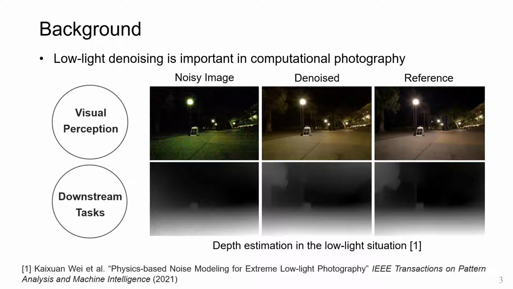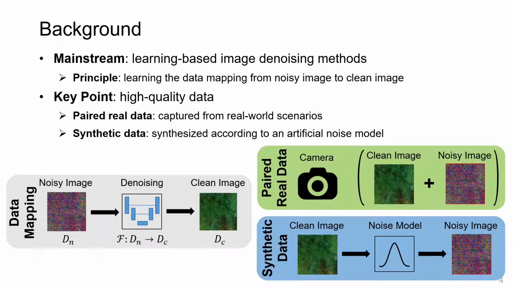On the one hand, residual noise is unsightly, which will affect visual perception. On the other hand, residual noise is indistinguishable, which will affect downstream tasks. In low-light denoising, learning-based methods are mainstream. The principle of learning-based methods is learning the data mapping from a noisy image to the corresponding clean image through a neural network. The key point of learning-based denoising methods is high-quality data.